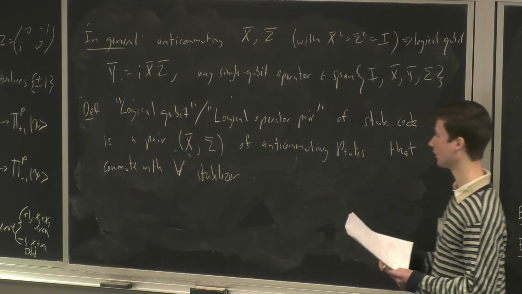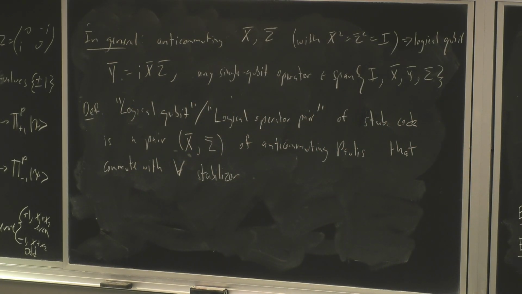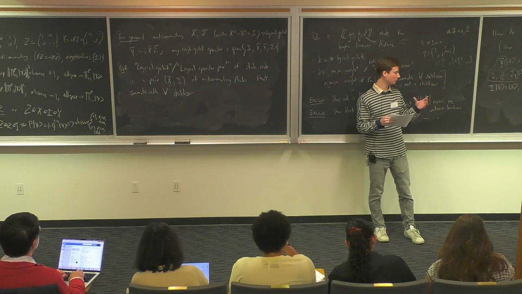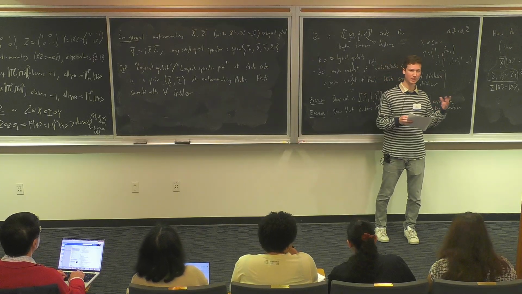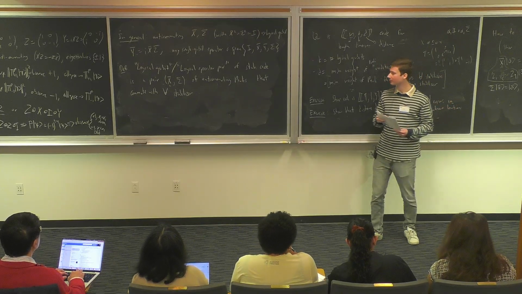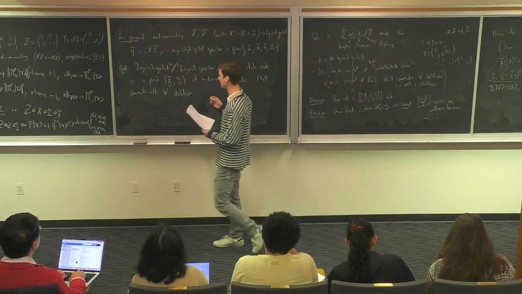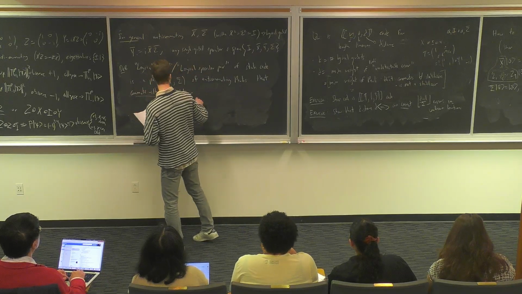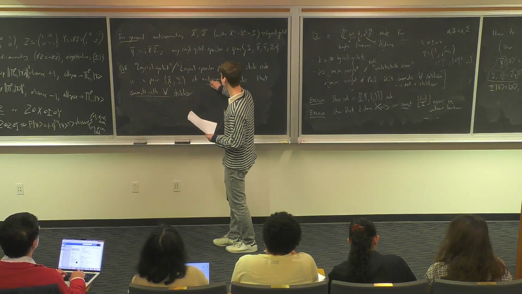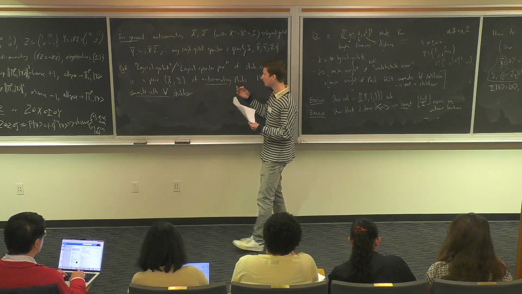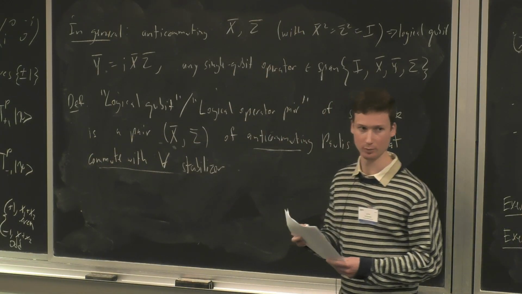And again, the condition that our logical operators commute with all the stabilizers just ensures that they preserve the code space. Essentially, if our logical operator were to anti-commute with some stabilizer, then after applying the logical operator, when we measured that stabilizer, we would get -1. So we would have left the code space, which is bad. That means we're not preserving the code space. So we commute with all the stabilizers, and anti-commuting is just because Pauli X and Pauli Z anti-commute with each other. And that anti-commuting in some sense gives us our logical qubit.